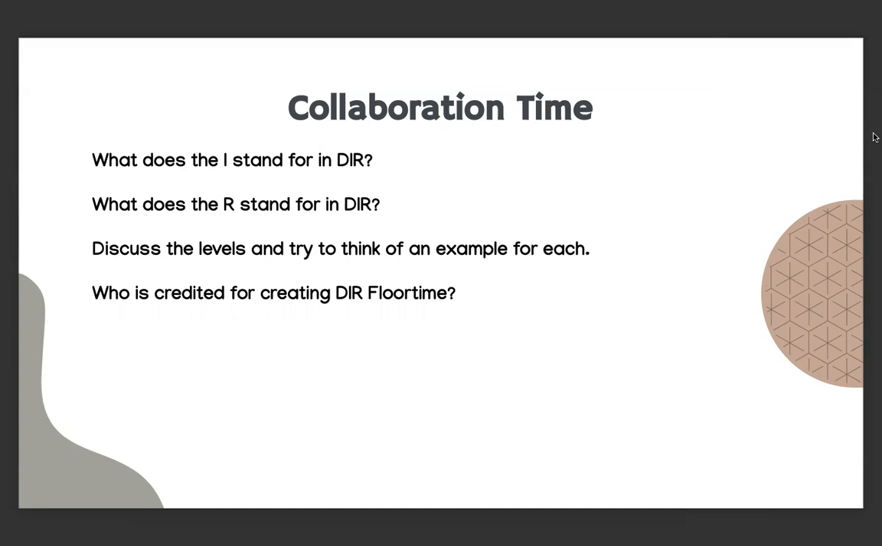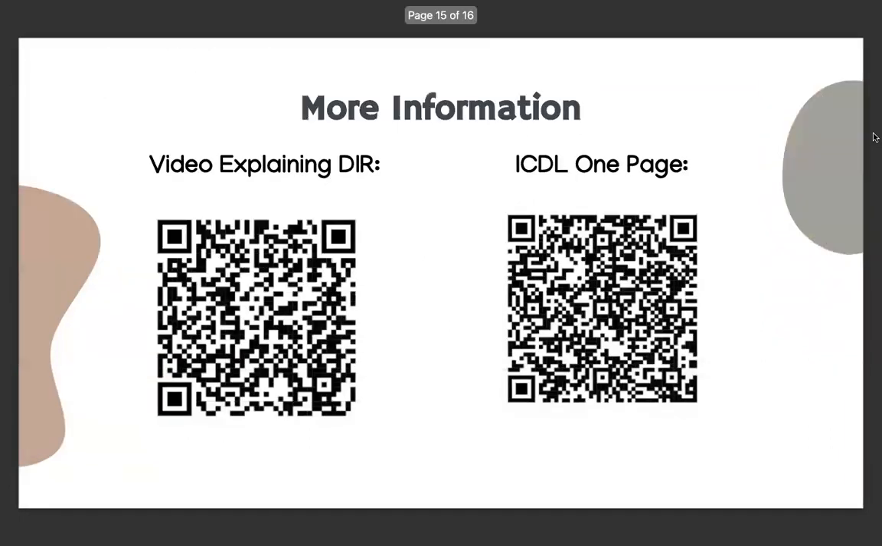For the levels, we did talk about the 6 prominent levels, and those were 1, self-regulation, 2, engaging and relating, 3, intentionality and two-way communication, 4, complex communication and problem solving, 5, using symbols and creating emotional ideas, and 6, logical thinking and building bridges between ideas. Who is credited for creating DIR Floortime? And that would be Stanley Greenspan.